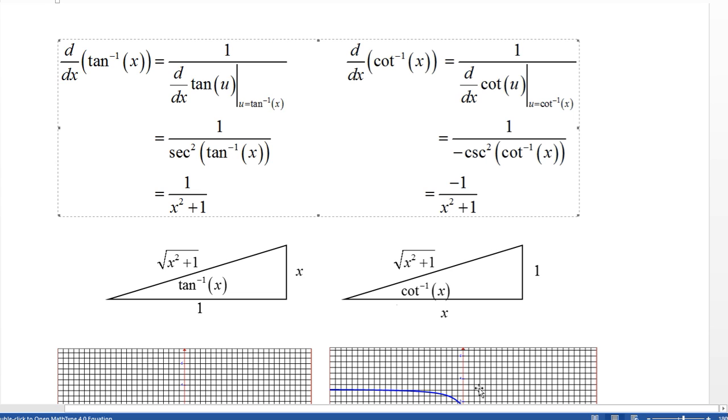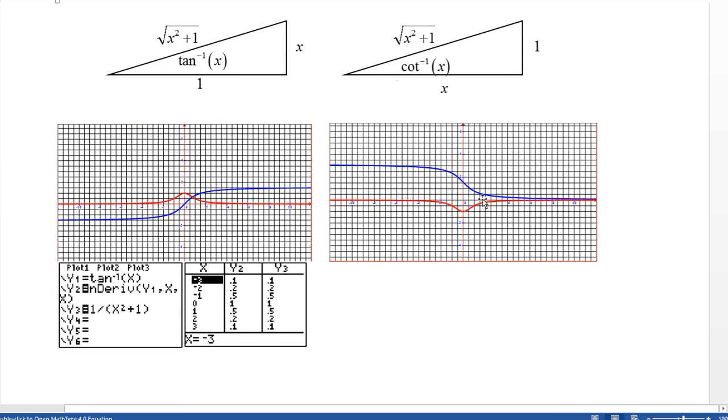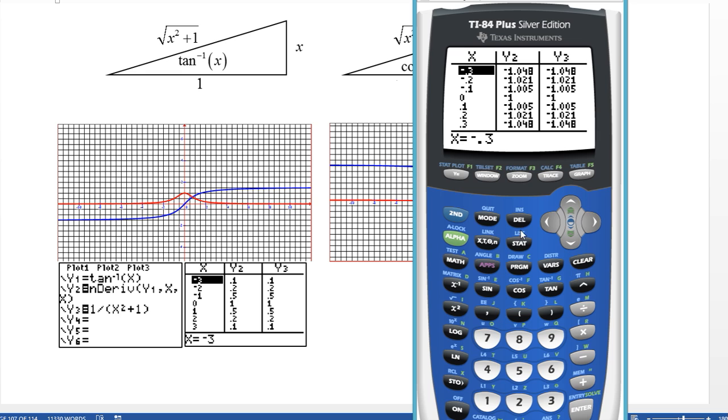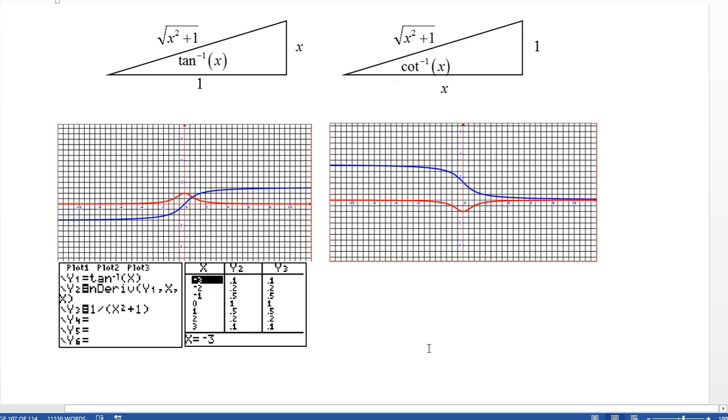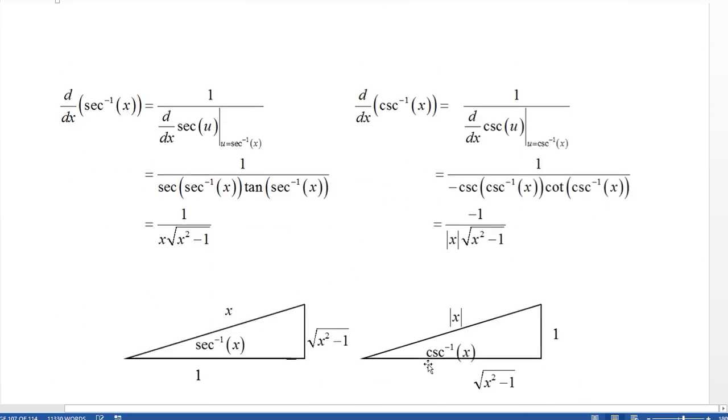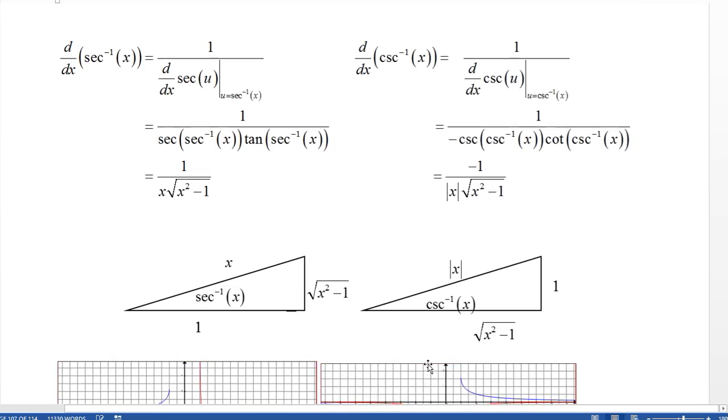And once again, you could graph that and see that it works out the way I have this defined. This one's a little harder to check in the calculator because you may not have an inverse cotangent button. Okay, so I'm going to just leave that for now on the check. Okay, let's do the last two.